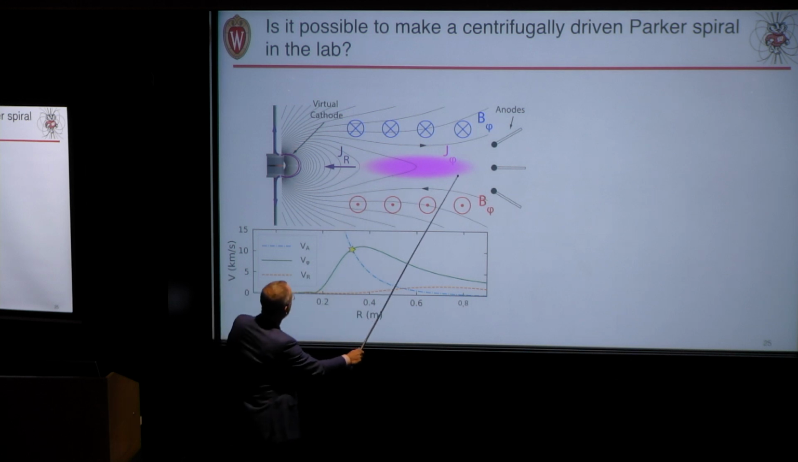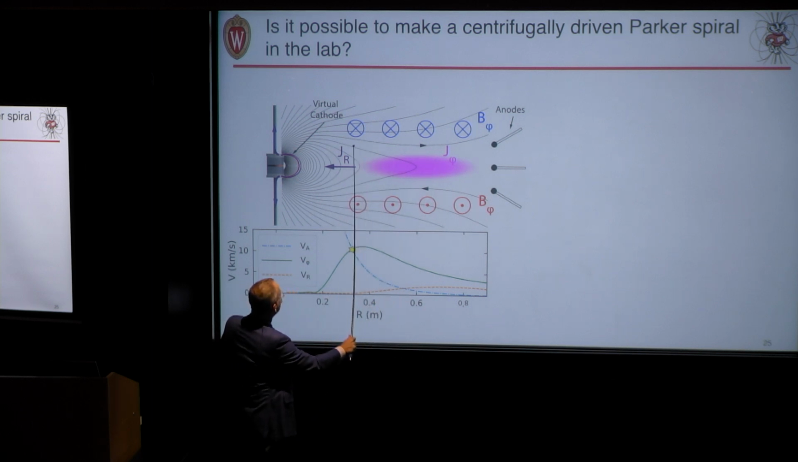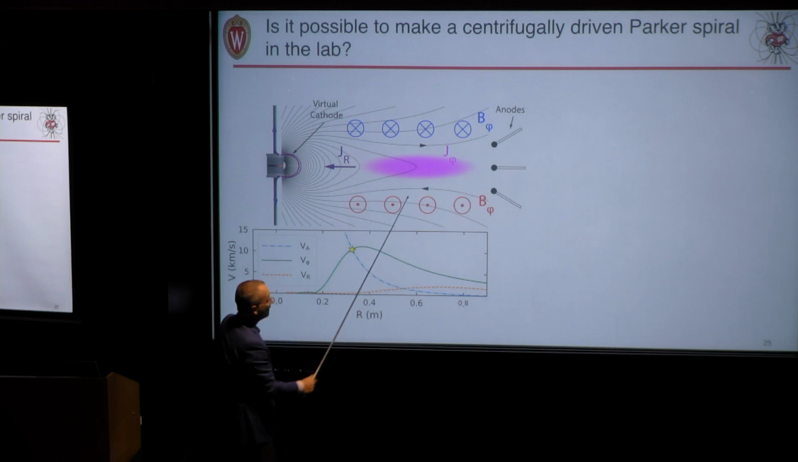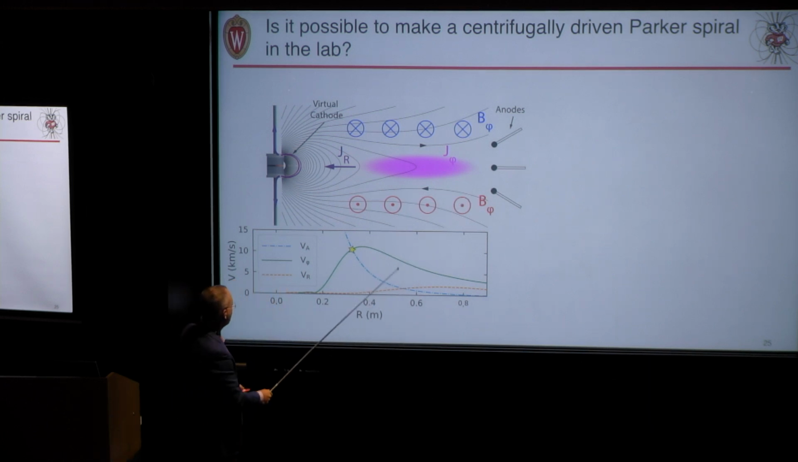A current sheet is developed in this region in the azimuthal direction that causes the magnetic field lines to be stretched out. The ones on the top point outward. The ones that point below the equatorial sheet point inward. And this causes overall twist.